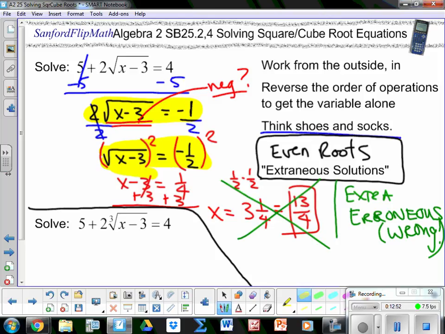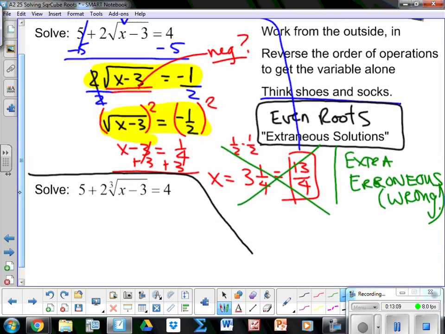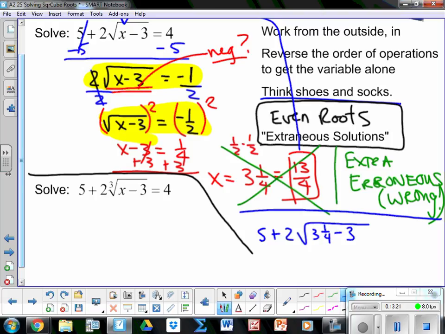Well, you can know that happened by putting your solution back in. And this is ultimately what needs to happen: when you are solving square root, fourth root, sixth root equations, you need to check. Okay, and I know with a fraction this is not so nice. I'm sorry, real life happens sometimes. 5 plus 2 times the square root of, so I'm going to do 3 1/4 minus 3, and my hope is that this equals 4.